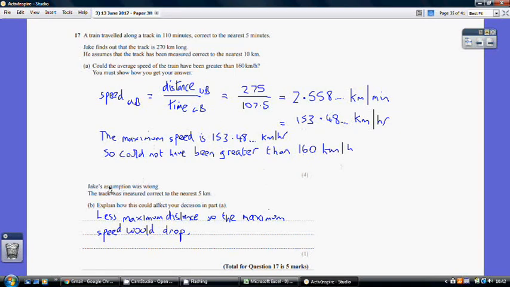Now we're told Jack's assumption was wrong. The track was measured correct to the nearest 5 kilometers. So explain how this could affect your decision to part A. Given it's to the nearest 5, we've got a lesser maximum distance. Our maximum distance is now going to be, we would be adding on 2.5 onto this rather than adding 5 onto this. So we would have less maximum distance, so the maximum speed would also drop.